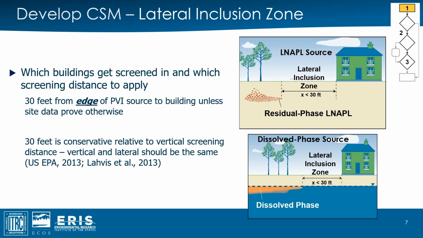For LNAPL sources, the lateral inclusion zone extends 30 feet beyond where the vapor source is present in soil or groundwater. Any buildings located within this radius would require screening using the LNAPL screening distance. For dissolved phase sources, the lateral inclusion zone extends 30 feet beyond the edge of the groundwater plume as defined by the governing regulatory agency. It may be possible to eliminate the need for the lateral inclusion zone provided the lateral edge of the vapor source can be defined with sufficient certainty.